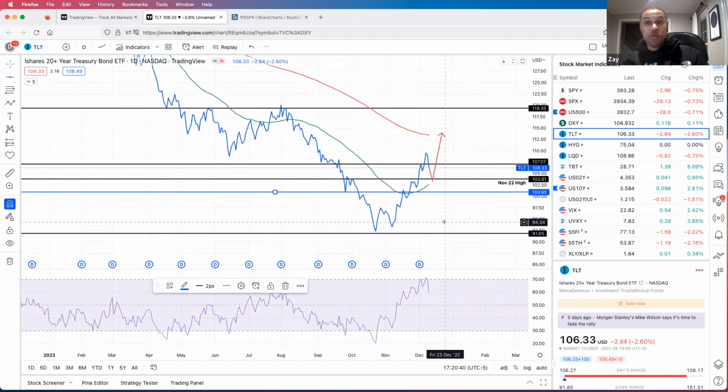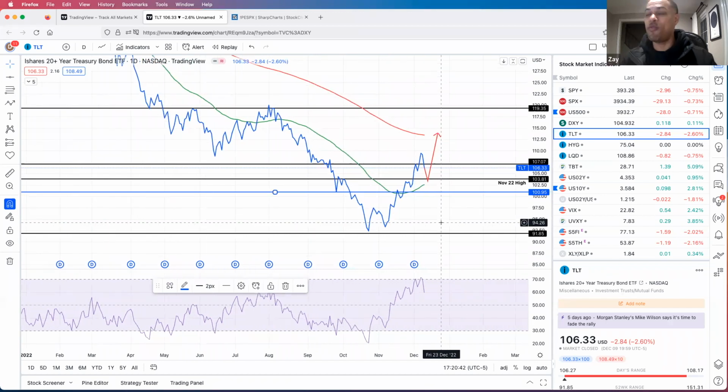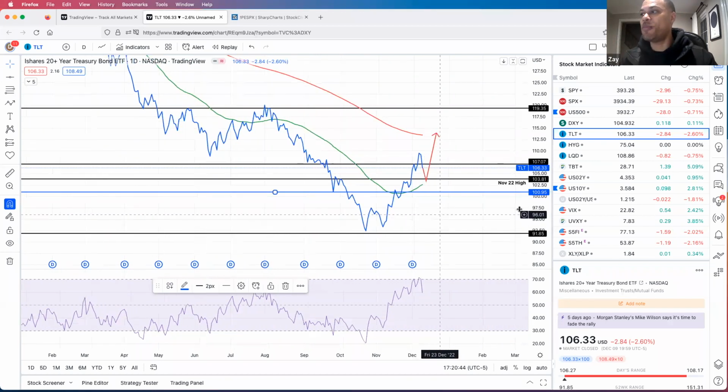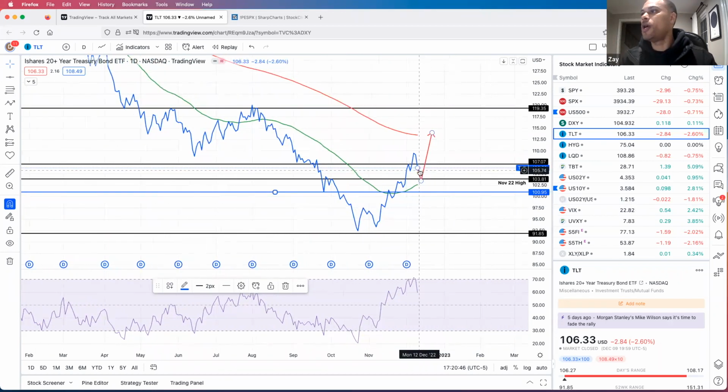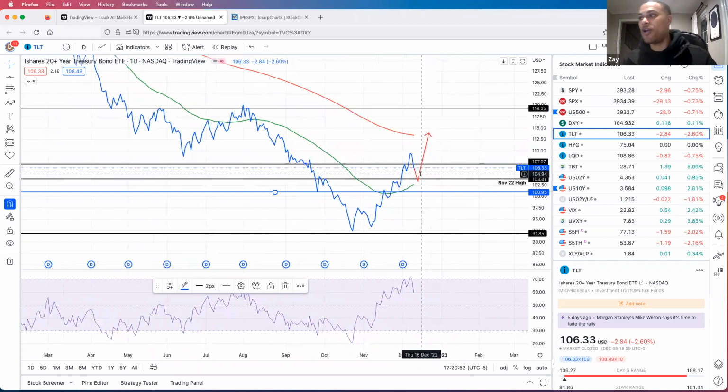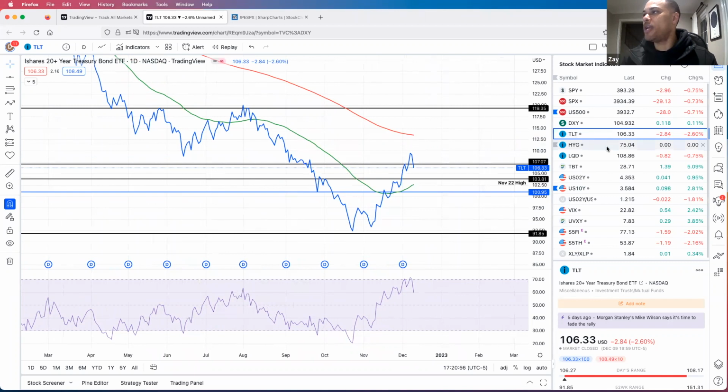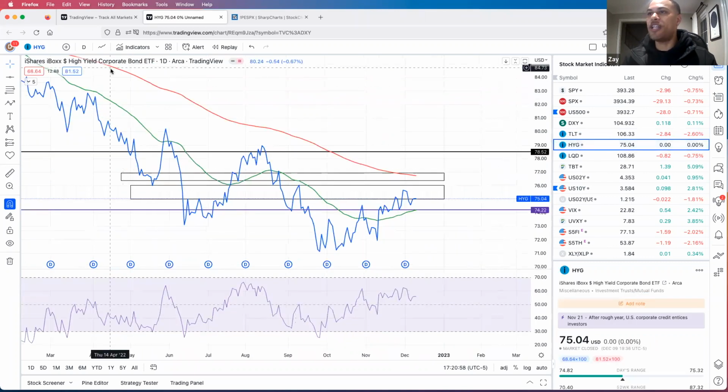Remember how I said we don't want the bond to break 100. And then when we did that retracement, the 50% retracement was at 100. So could we retrace down to here only for us to find buying support and then for us to bounce back up until the end of the year? That's kind of what I'm paying attention to for the bonds. So that's one indicator. And let's go into HYG.